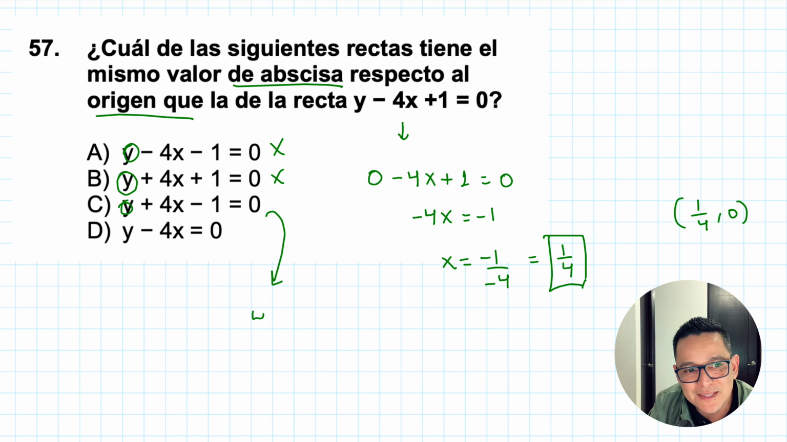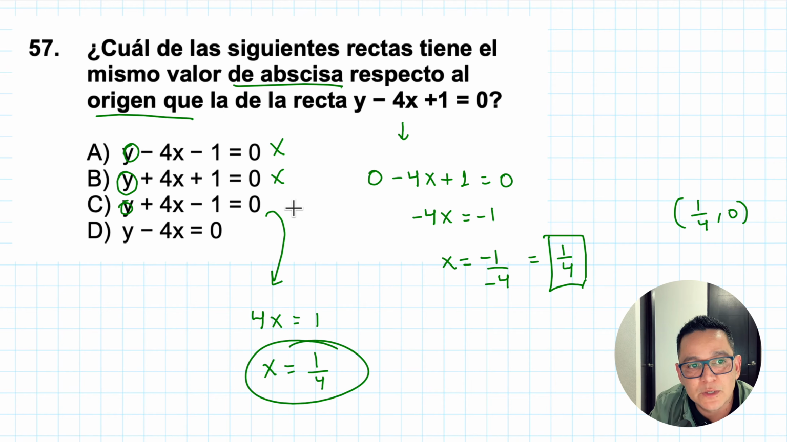Look, so what do I get then? 4x equals. Move the minus 1 over by adding, then divide by 4. And as you can see, this one does make us arrive at the same value of x. So in this case, we do have the same value of abscissa with respect to the origin. Therefore, the answer would be option C.